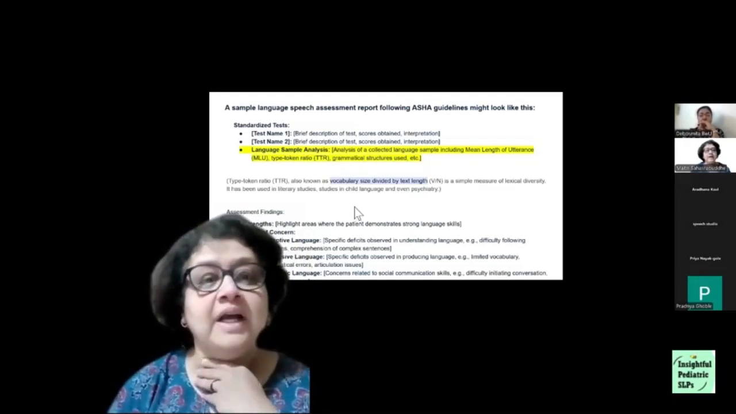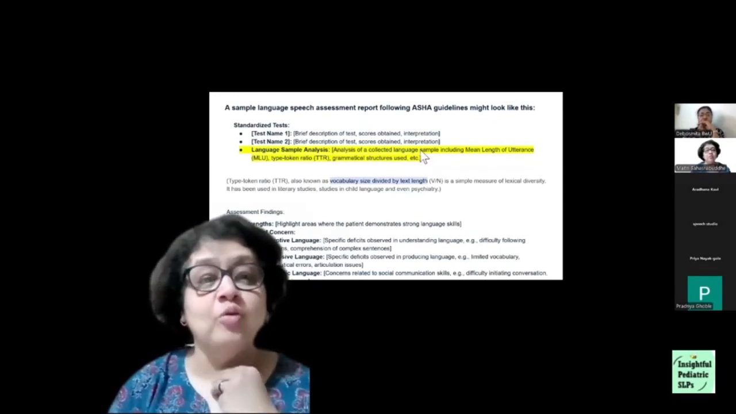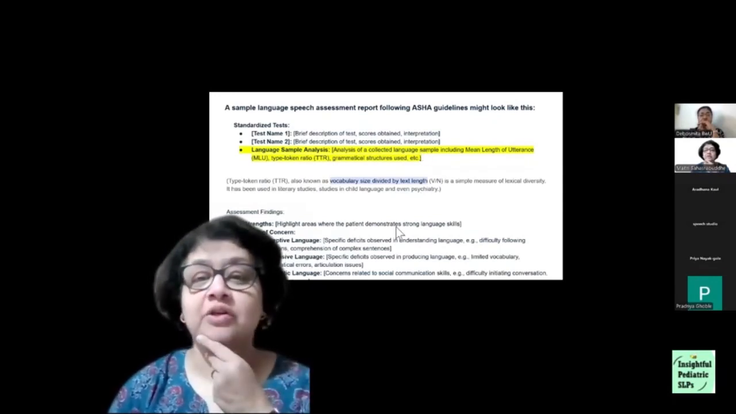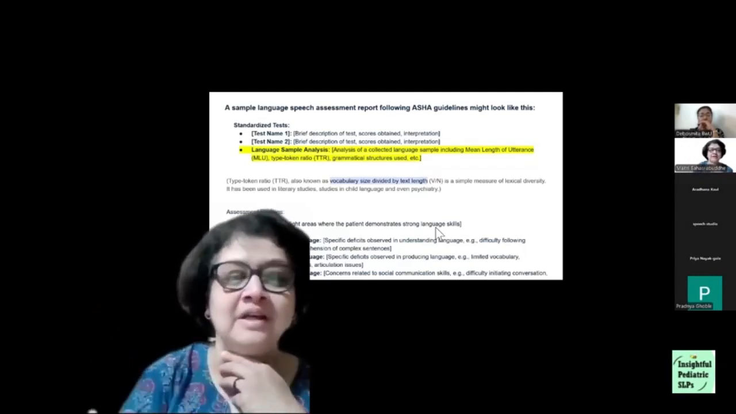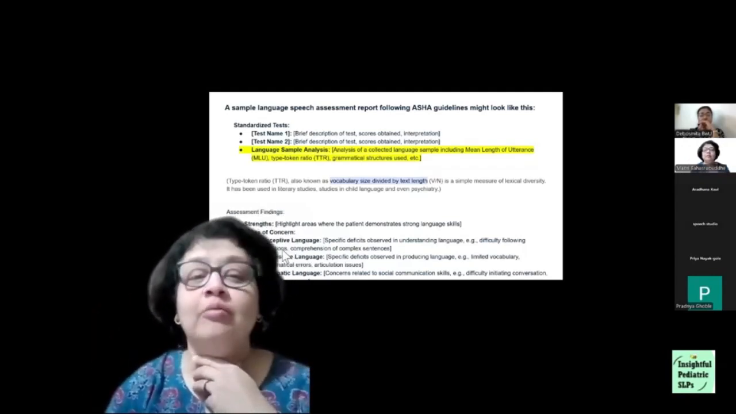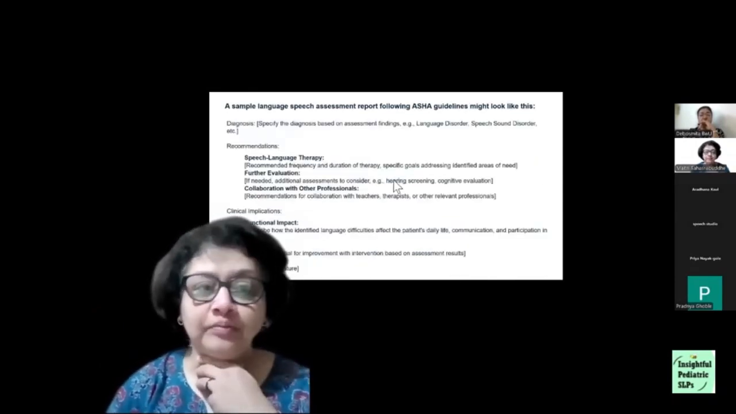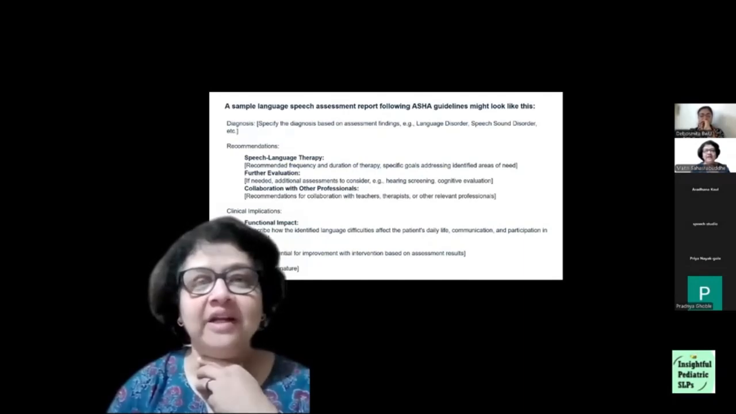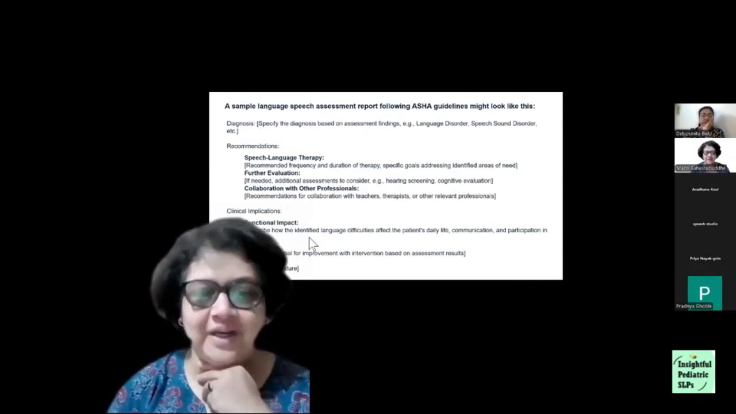Are we doing that? And then the assessment should highlight the strengths. Our report needs to go with the strengths, highlighting the areas where the patient has demonstrated the language skill, the zone of proximal development, the ZPD, and the areas of concern about the receptive language, the expressive language, the pragmatics, and then comes the diagnosis, then the recommendations and collaboration. And very importantly, the functional impact is something that we need to mention in the report.